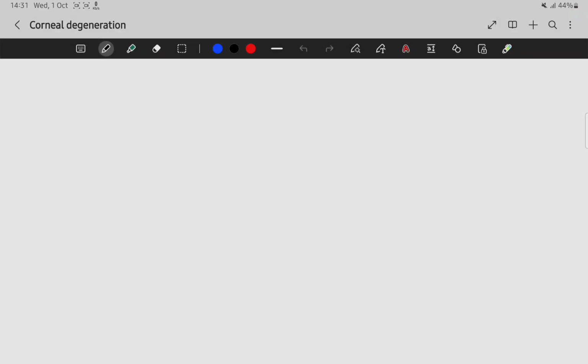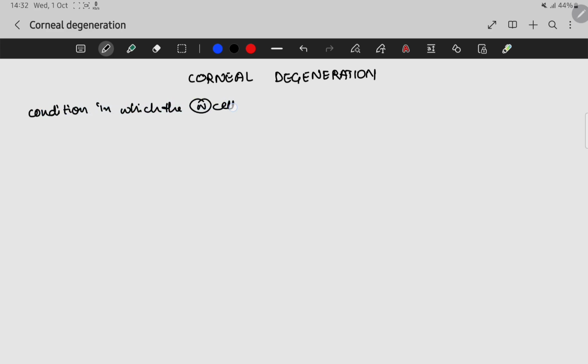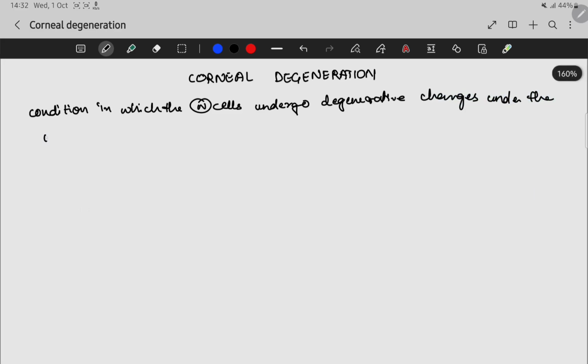Corneal degenerations. So what is a corneal degeneration? Corneal degeneration is a condition in which the normal cells of the cornea undergo degenerative changes under the influence of some external or internal factors, that is either because of age or due to some underlying pathology. Okay, so this is a corneal degeneration.